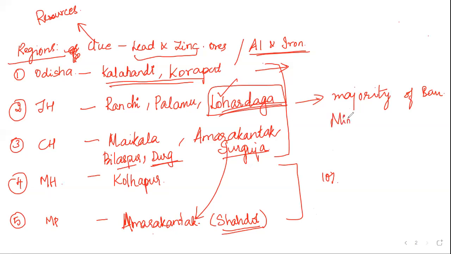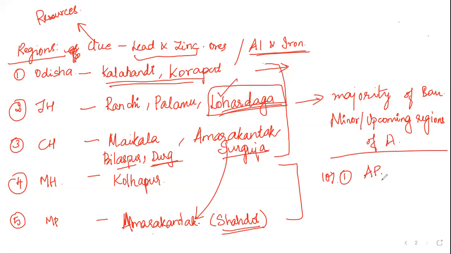Okay, so there are some minor, or you can write upcoming regions of aluminium production. Number one, it is the Andhra Pradesh region. New plants are being set up. So Andhra Pradesh, especially in regions of Visakhapatnam, East Godavari and West Godavari. East Godavari is a district, West Godavari is a district. So Andhra Pradesh, Visakhapatnam, East Godavari, West Godavari. Kerala.